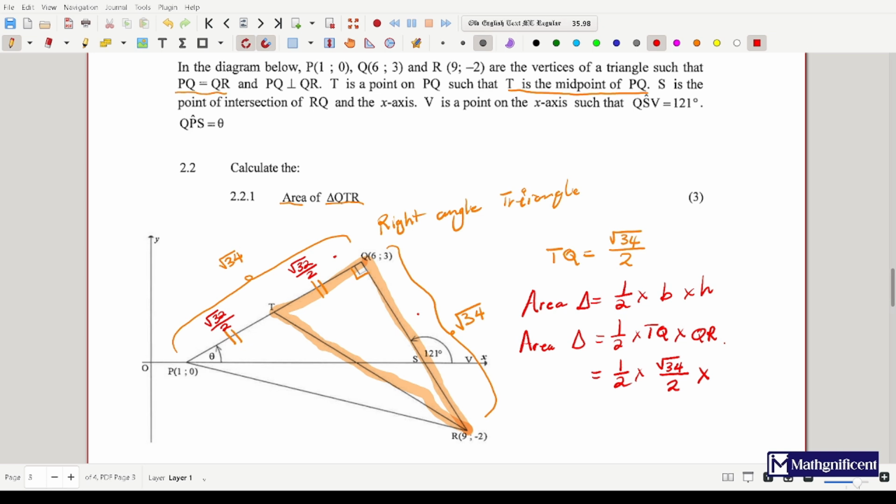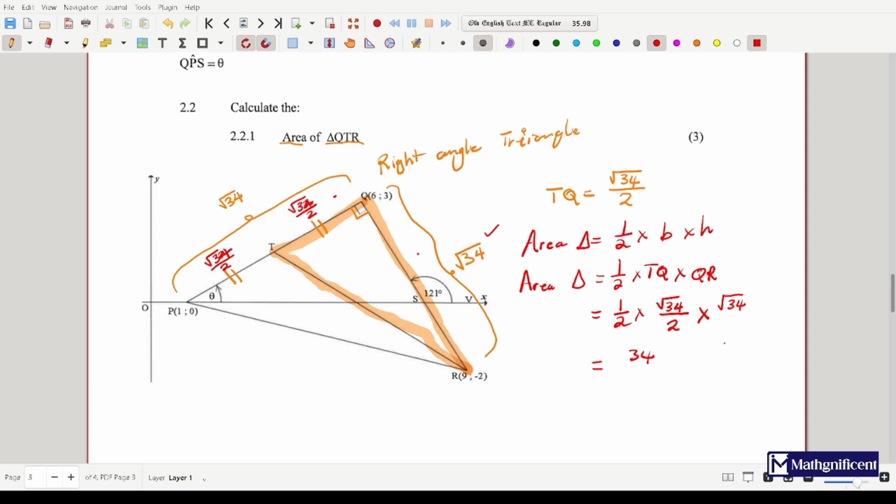QR. So what's the length of QR? We discussed that the length of QR is the square root of 34, right? So let's fix here. It is supposed to be 34, and then here it's supposed to be 34, right? So this is what we have now in this case. We know what's going to happen. We know that 1 times the square root of 34 is going to give us the square root of 34, and then the square root of 34 multiplied by the square root of 34 is going to give us 34, right?